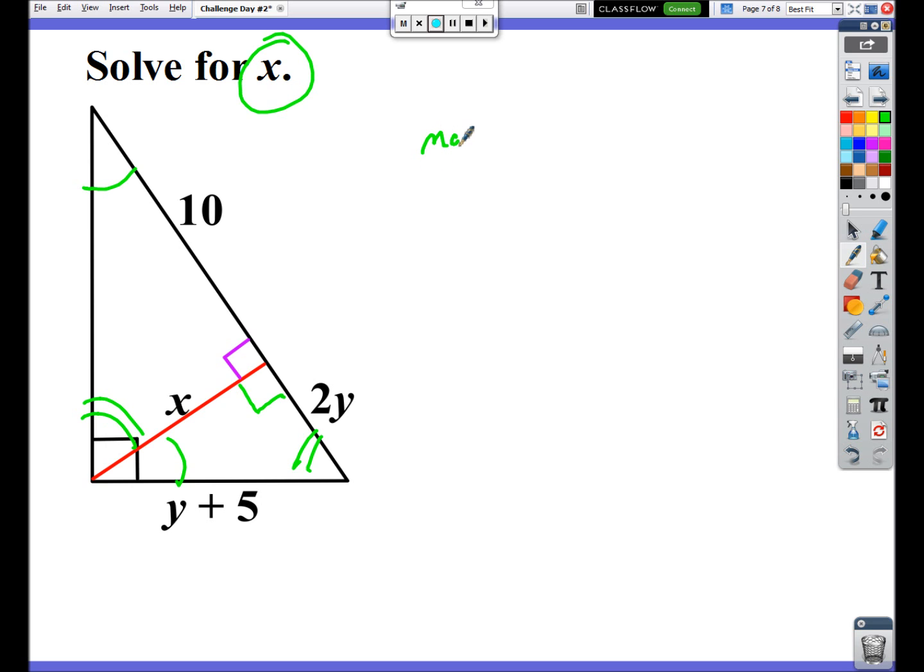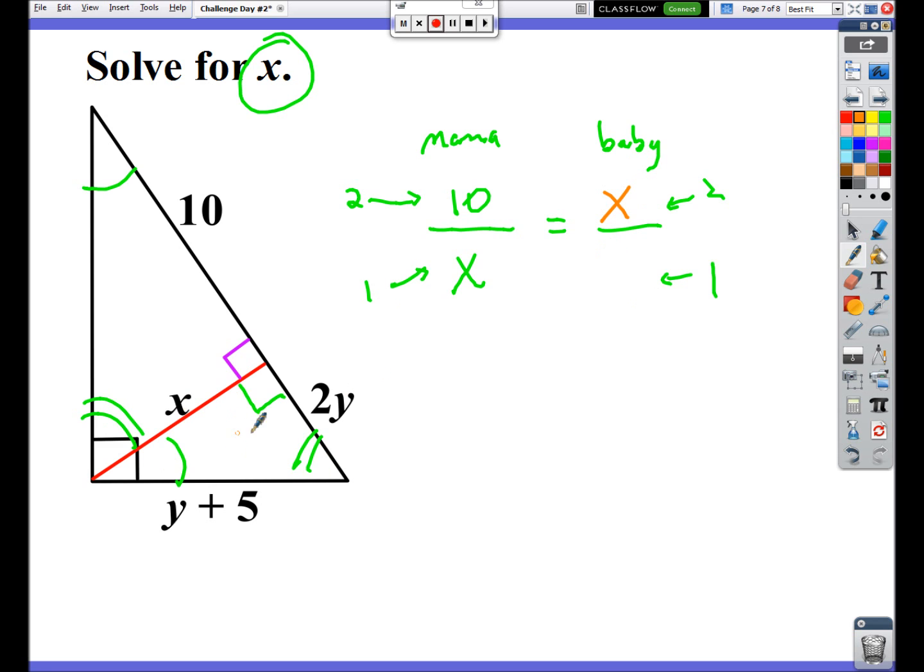In the mama triangle, I know the 10 and the x. So let's go 10, let's go x. The 10 is opposite the 2 arc marks. The x is opposite the 1 arc mark. So let's do the same ratio in the baby triangle. Opposite 2 is x. Awesome. Opposite the 1 is, oh my gosh, 2y. So if I cross multiply this, I'm going to get x squared equals 20y.